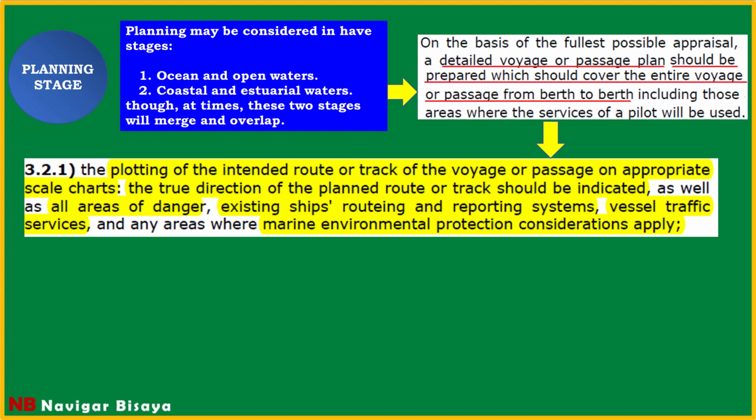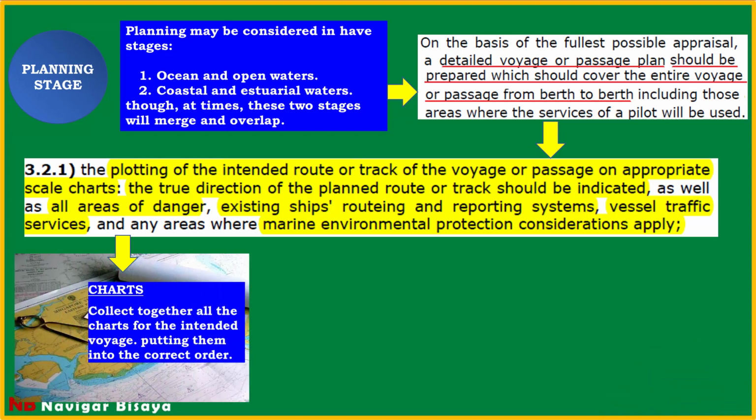On this stage, the officer will plot the intended route and track of the voyage or passage on the appropriate scale chart. The true direction of the planned route and track should be indicated, as well as all areas of danger, existing ships' routing and reporting systems, vessel traffic services, and areas where marine environmental protection considerations apply.